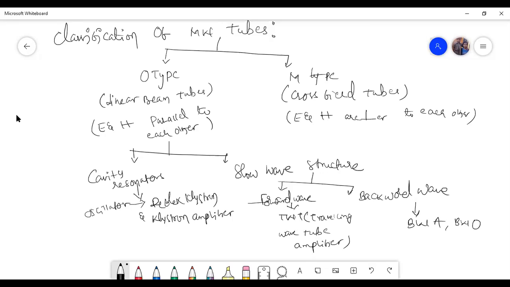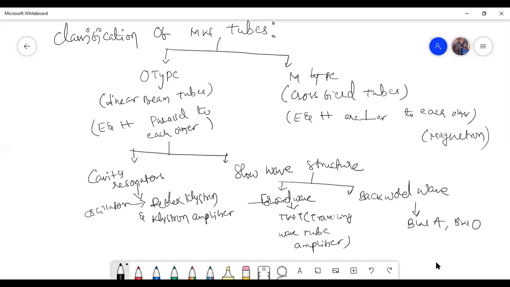So that's it about the classification of microwave tubes: O-type tubes and M-type tubes. Here O-type tubes are nothing but the klystron amplifier, reflex klystron, the traveling wave tube, and backward wave oscillators. All these are O-type tubes. And coming to M-type tubes, the M-type tubes are cross-field tubes, and one example for the M-type tube is the magnetron.